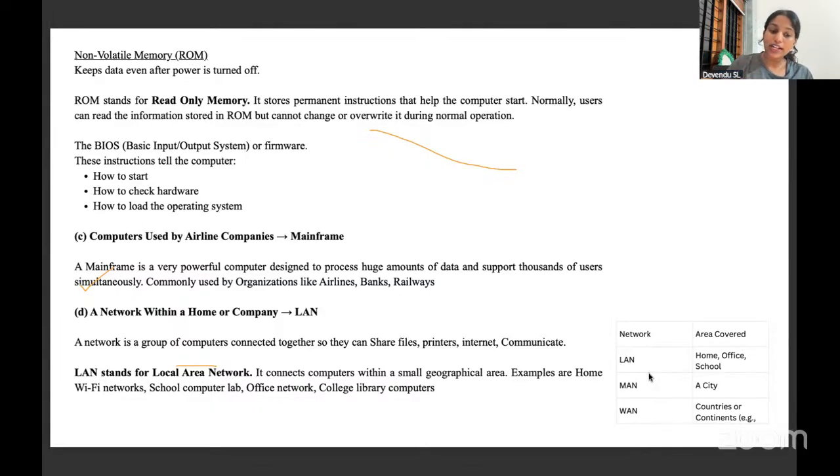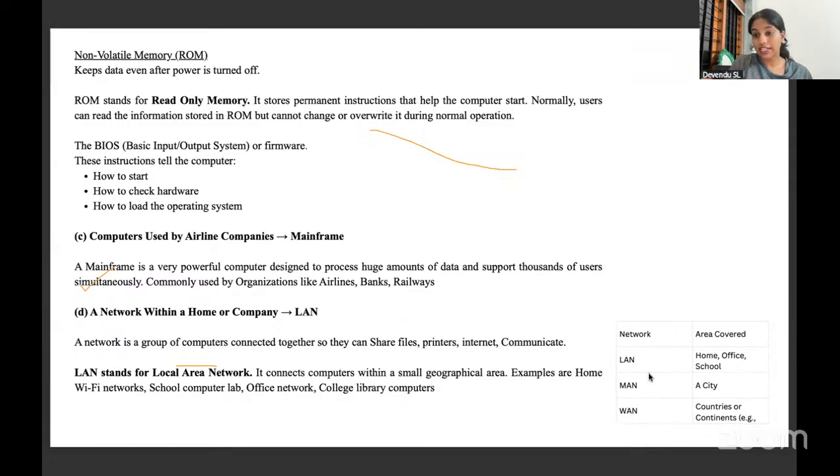LAN stands for local area network. It connects computers within a small geographical area. We had studied wide area networks, which connect a country or a continent, but a local area network connects a small geographical area. Examples are a home Wi-Fi network, school computer lab, office network, and college library computers. So in a college, the library has a small network, and that is called a local area network.